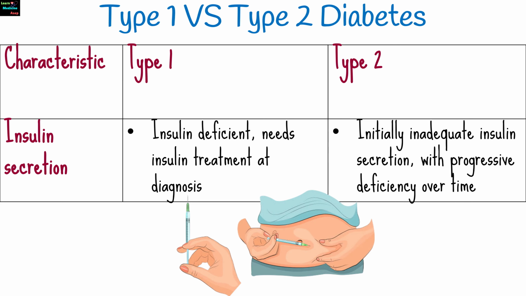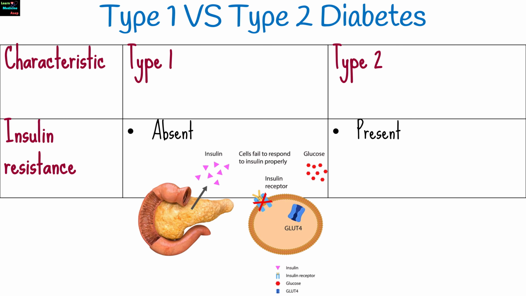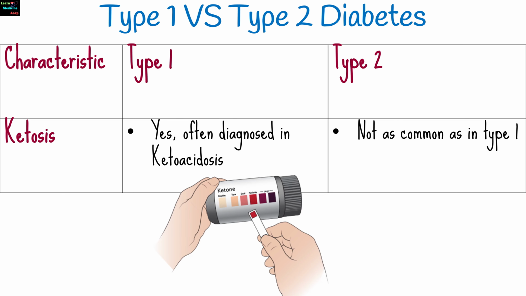In type 1 diabetes, there is insulin deficiency. Patients need insulin treatment at diagnosis, while in type 2 diabetes, initially there is inadequate insulin secretion, with progressive deficiency over time. Insulin resistance is absent in type 1 diabetes, while in type 2 diabetes there is insulin resistance. The risk of ketoacidosis is high in type 1 diabetes, but low in type 2 diabetes.